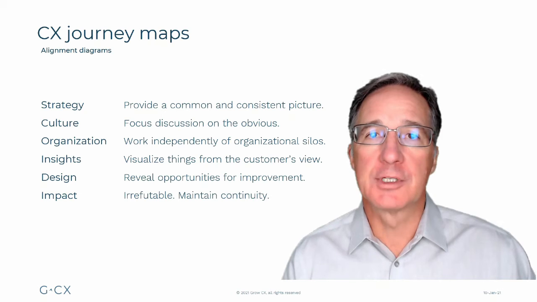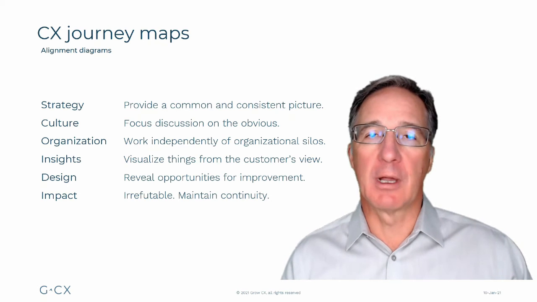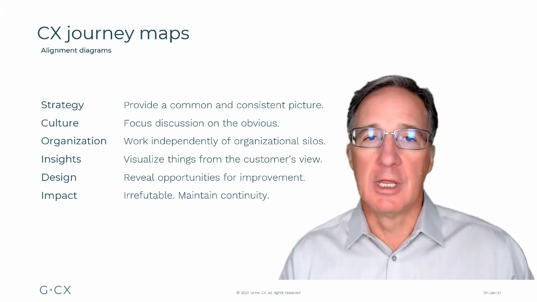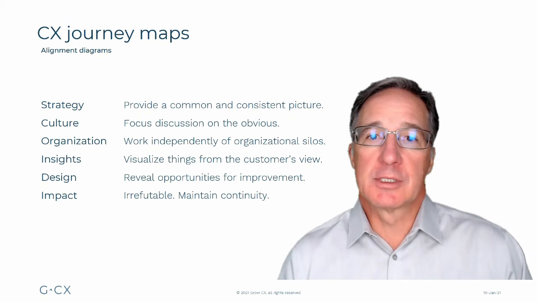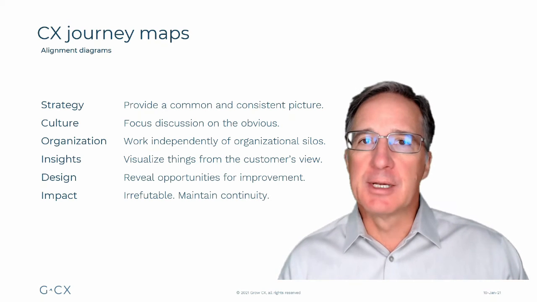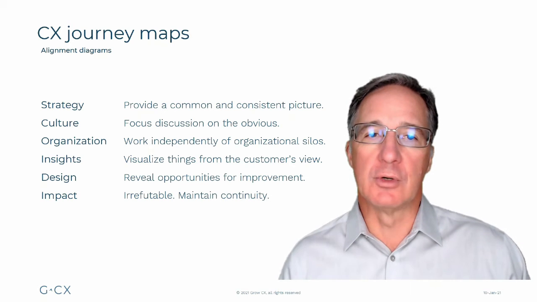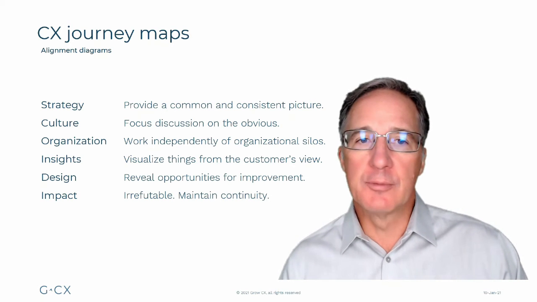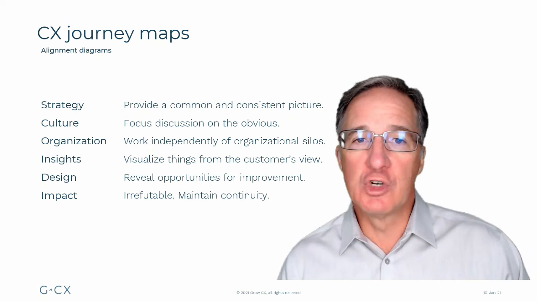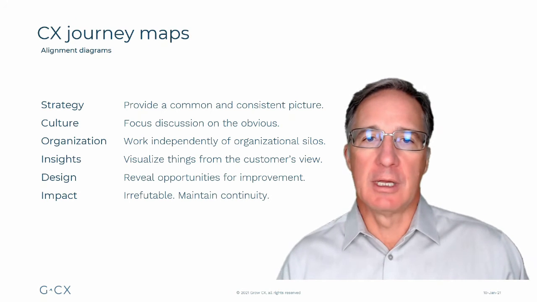Journey maps and other types of alignment diagrams provide a common and consistent picture. They really focus discussion on the obvious because they're very visual. They work independently of silos, and they visualize things from the customer's point of view, revealing opportunities for improvement, and they're also irrefutable once they are really fleshed out and crystallized.